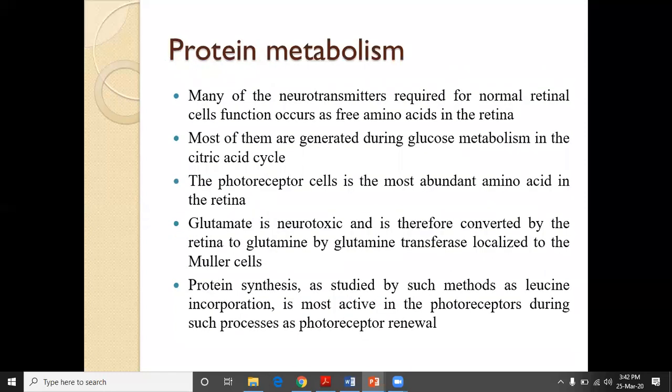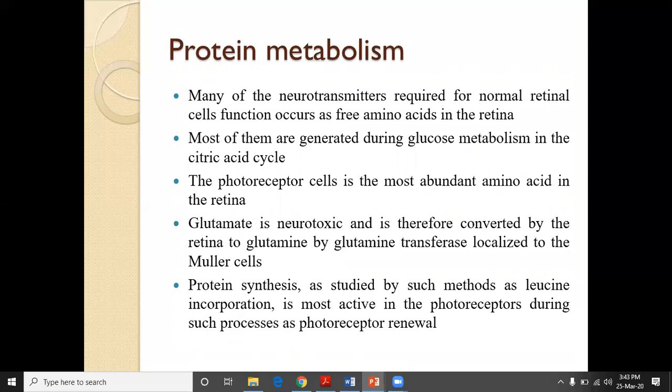Coming to protein metabolism: so far we have covered glucose or carbohydrate metabolism, now protein metabolism. Many of the neurotransmitters required for normal retinal cell function occur as free amino acids in the retina. So the retina needs free amino acids for normal neurotransmitter activity. Most of them are generated during glucose metabolism in the citric acid cycle. Glutamate is the most abundant amino acid in the retina.